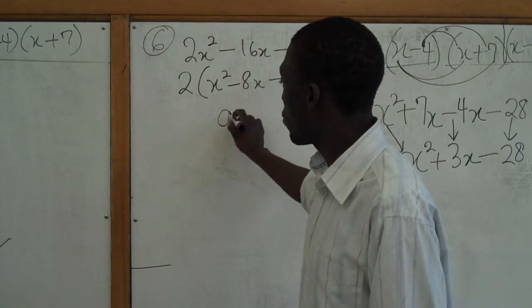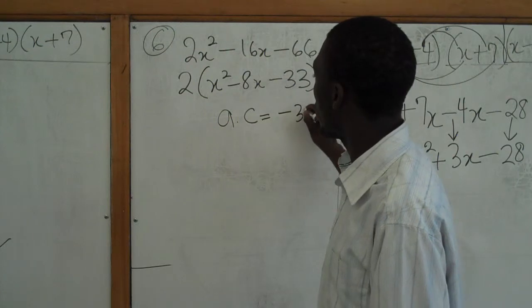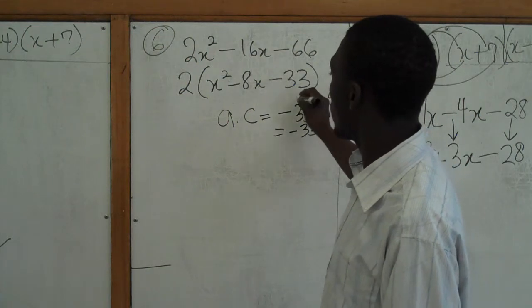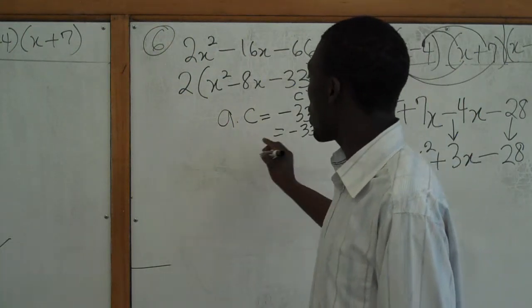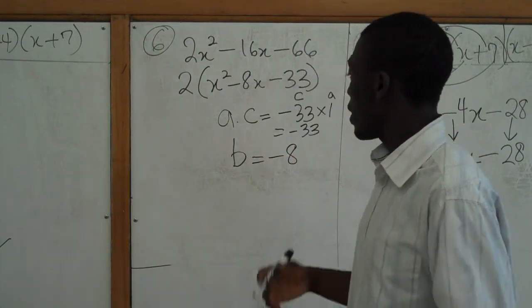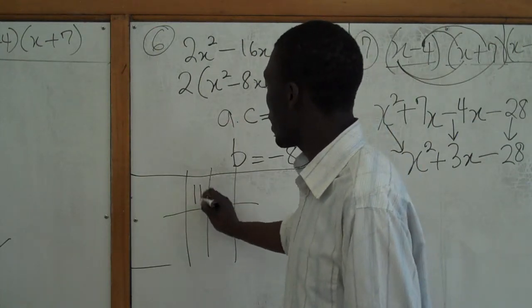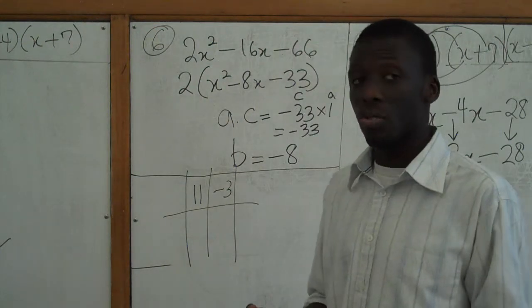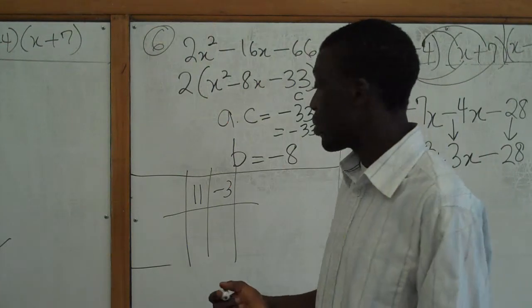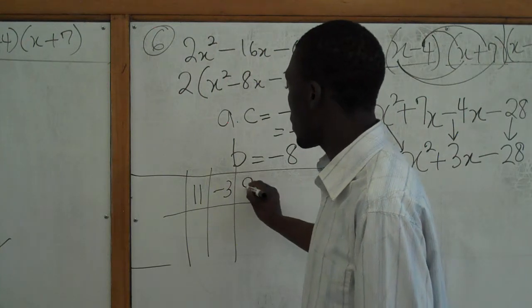We need to find two numbers that when we multiply them together will give us our AC. And our AC is negative 33 times 1, which is negative 33. Again, our A is 1 and our C is negative 33. Then we need to make sure that those two numbers we find will add up to our B, which is minus 8. So now we go ahead and draw a chart to see what the two numbers could be. 11 and negative 3 would give us negative 33 if we multiply them together. However, they will not give us negative 8 if we add them together. It will give us a positive 8.